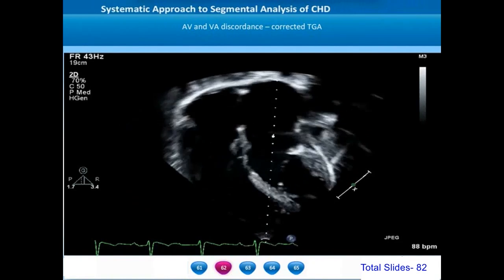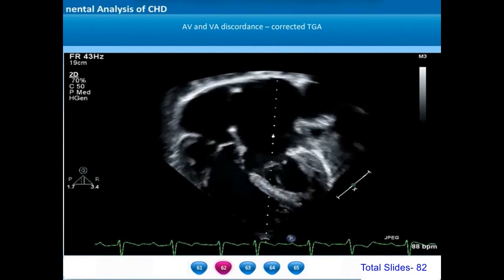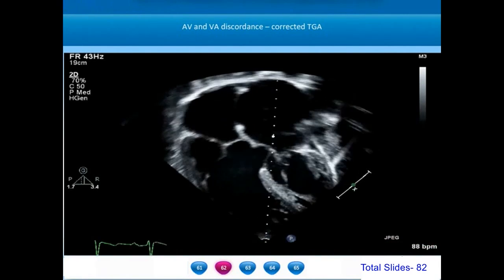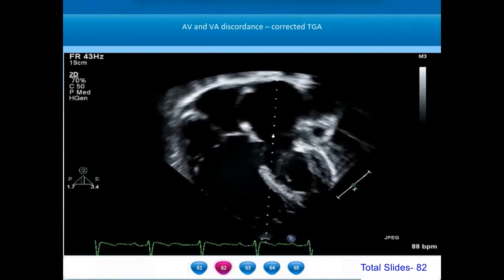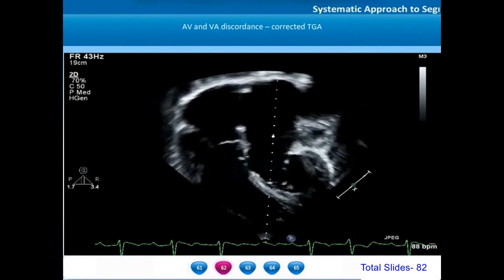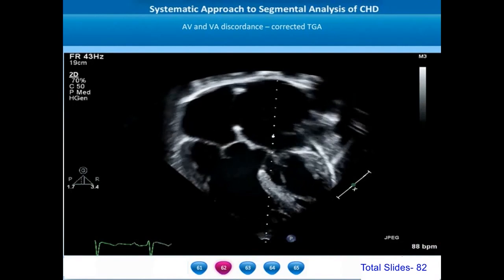Sometimes, in the setting of ventriculo-arterial discordance, there can be coexistent atrioventricular discordance also, as in this example. Here there is an atrioventricular and ventriculo-arterial discordance, which will be referred to as the corrected transposition of great arteries or L transposition of great arteries.